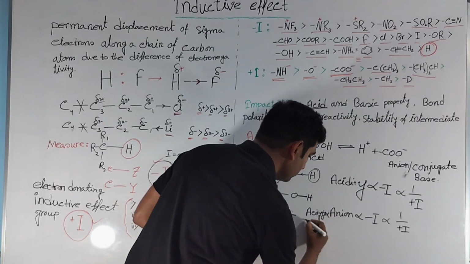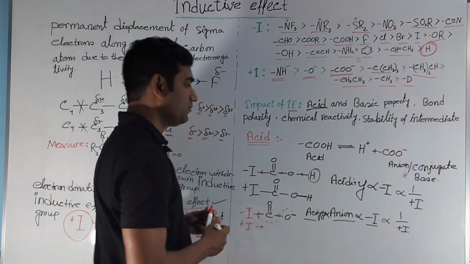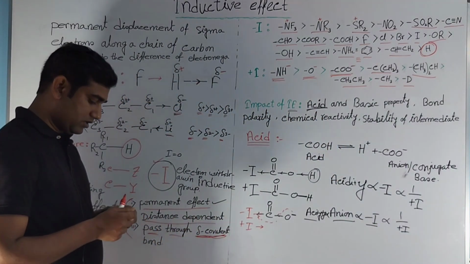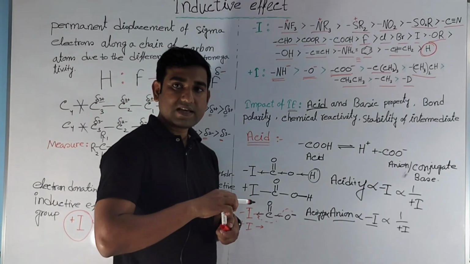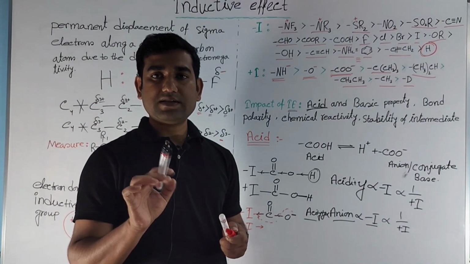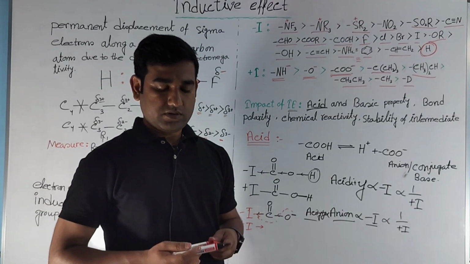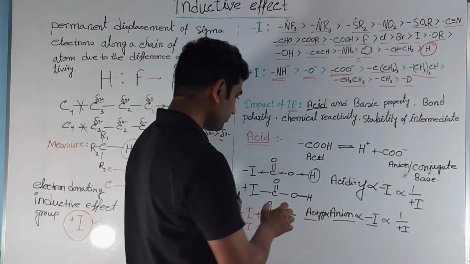Directly proportional to anion, in so minus I group, inversely proportional to plus I group. मीन्स प्लस माइनस आई ग्रुप रहने से एसिडिटी इंक्रीज हो जाता है और प्लस आई ग्रुप रहने से एसिडिटी डिक्रीज हो जाता है. लेट मी एक्सप्लेन वंस अगेन.